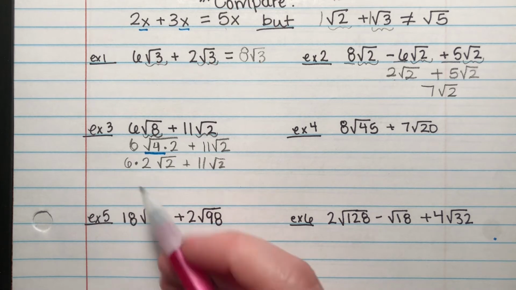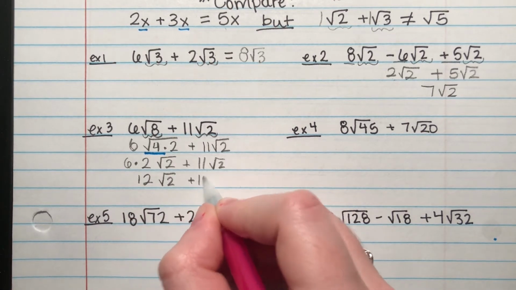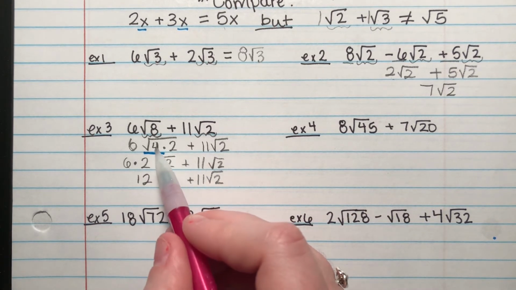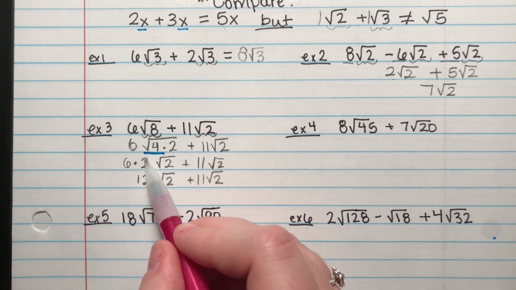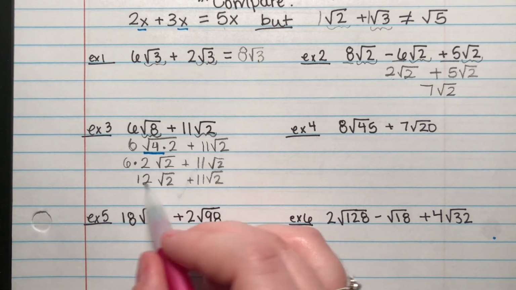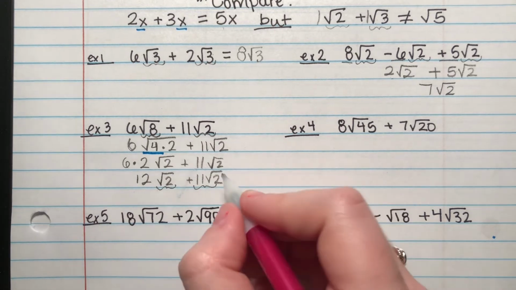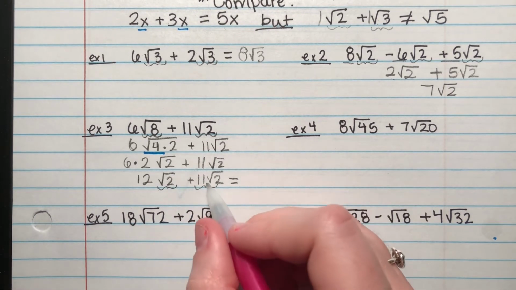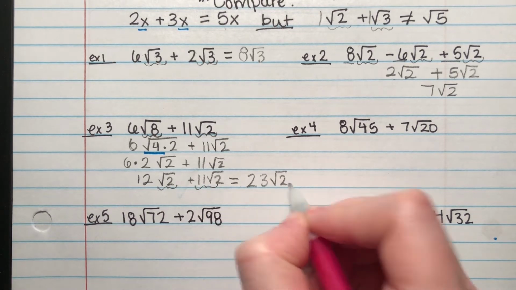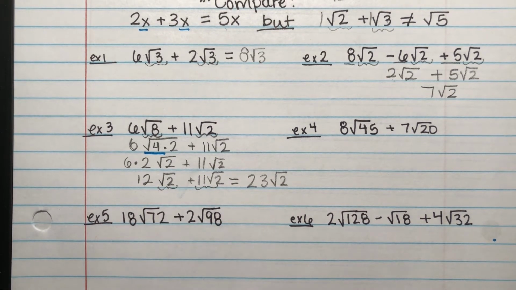So then I'm going to have 12 square root of 2 plus 11 square root of 2, because when I pulled this square root of 4 out, it comes right outside the radical. Now, do I have the same radical? Yes, I do. So 12 plus 11 is just going to give me 23 square root of 2. Remember, I only add the coefficients here, the numbers in front.